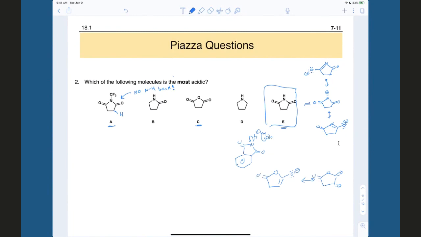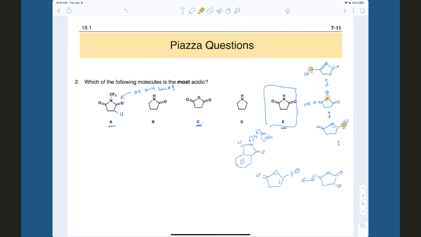Whereas in the case of the imide, we can put it on two different oxygens or a nitrogen. And so not only do we have two additional atoms, we're sharing that charge around two. The nitrogen in addition is also going to be more electronegative than your carbon. So that is how I would be looking to answer this type of question.